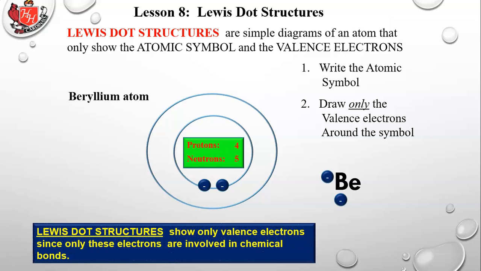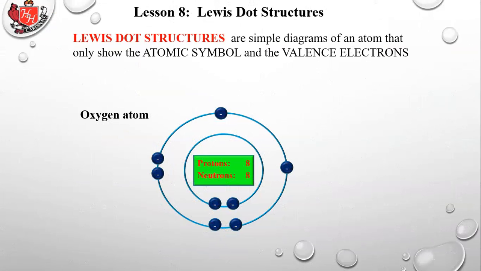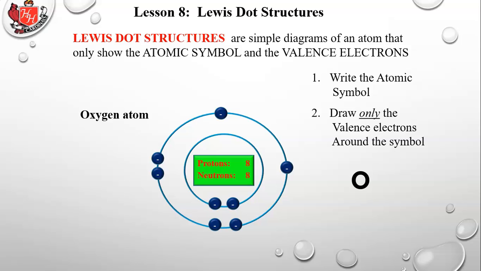Let's do another one. Lewis dot structures show only valence electrons, since only these electrons are involved in chemical bonds. Lewis dot structures are simple diagrams of an atom that only show the atomic symbol and the valence electrons. So here's oxygen, the way you would diagram it. You've been asked to do that in one of your assignments. This is what it should look like. So you write the atomic symbol O, and then you go ahead and you place the electrons around it.